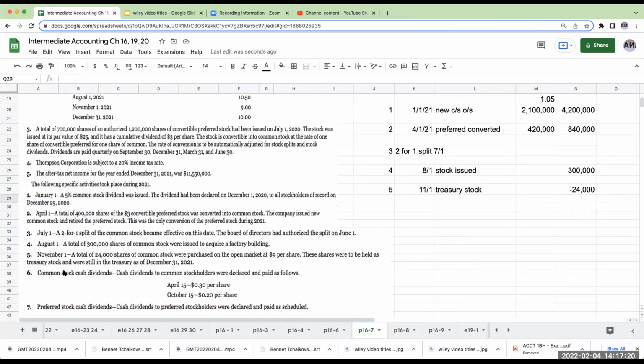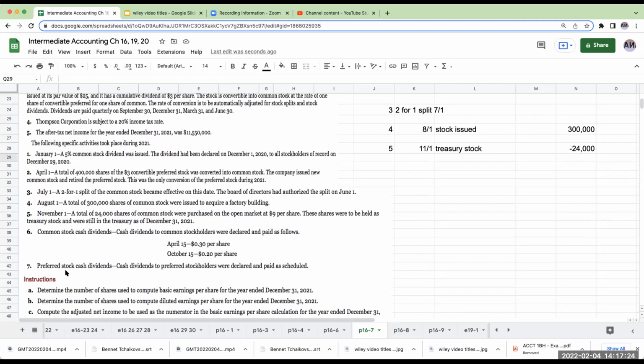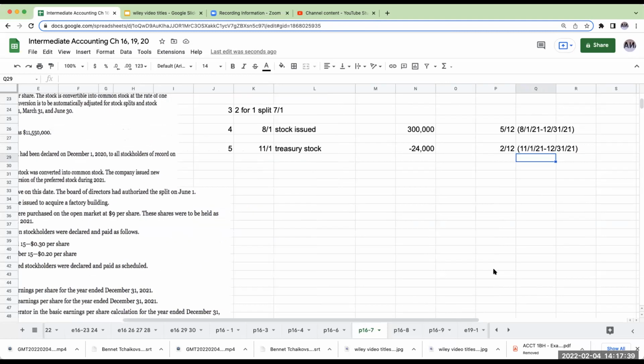Lastly, we got common stock cash dividends. That's not going to impact the number of shares used to compute basic earnings per share. Preferred stock cash dividends, don't have to worry about that as of right now. So the first question is, what are the number of shares used to compute basic earnings per share for the year ended December 31st, 2021?